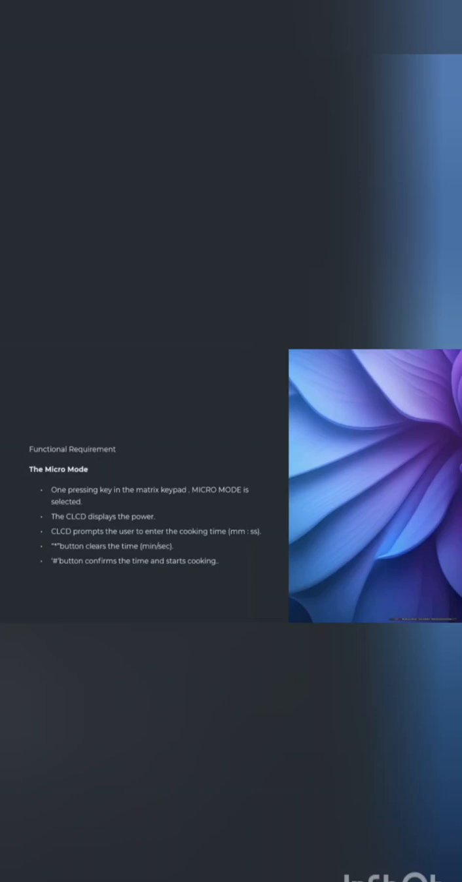As we know, the cooking modes are of four types. Now we learn about micro mode. By pressing key 1 on the matrix keypad, micro mode is selected. The CLCD displays power is on, and prompts the user to enter the cooking time. Grill mode is selected by pressing key 2 on the matrix keypad. By this, the CLCD prompts the user to enter the cooking time.